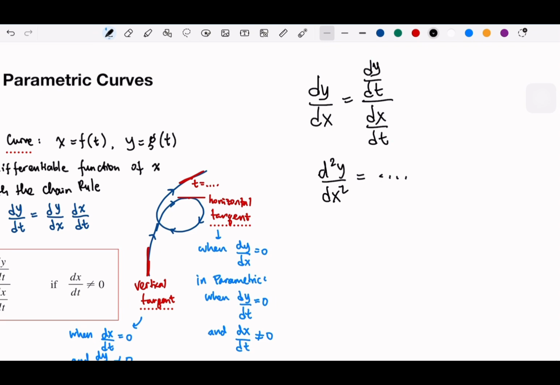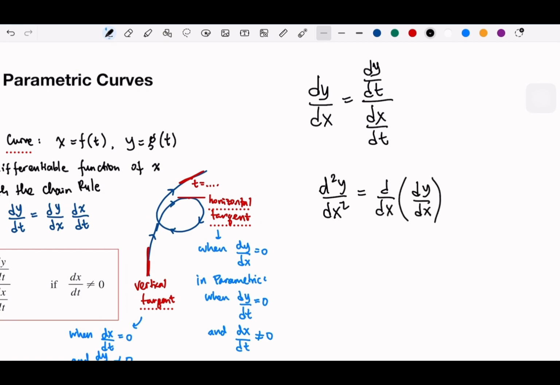Not exactly. Anyone know? G2 over G2, it means this is the second derivative. What is the question? What is the second derivative from the parametric? So this is actually similar to d dx of dy dx.